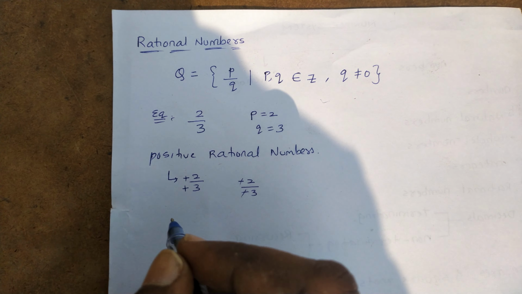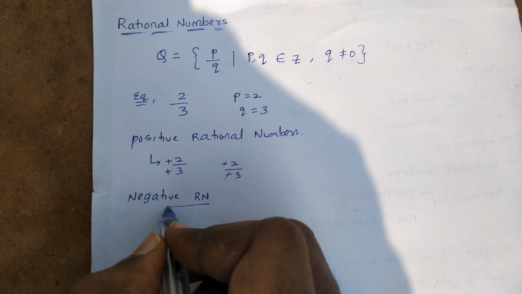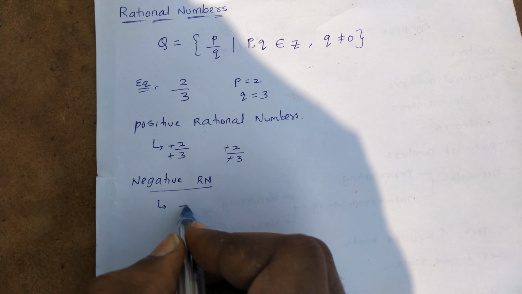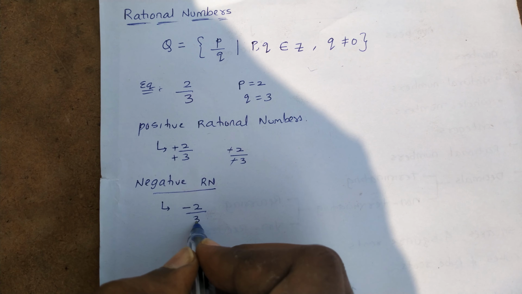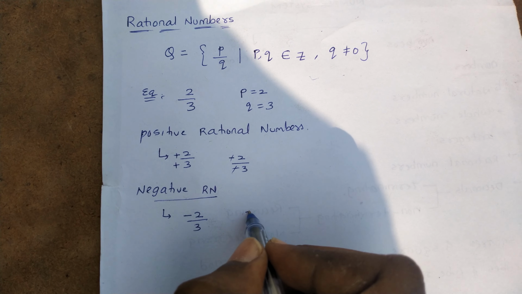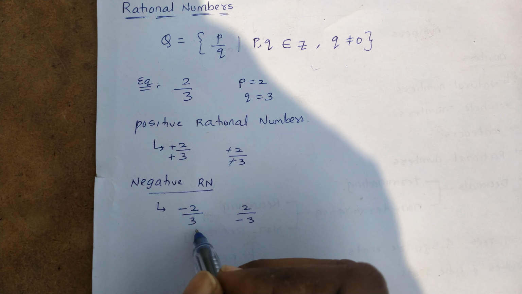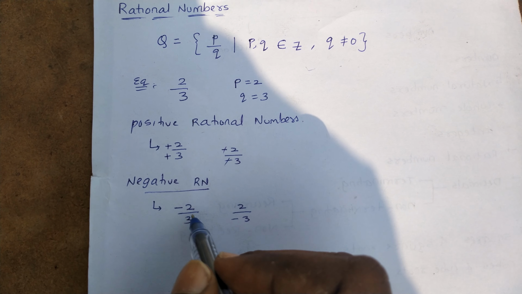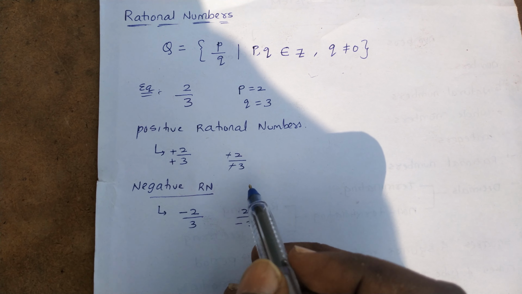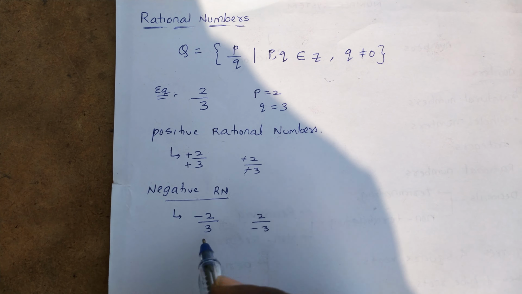Negative rational numbers means what? Only one sign, say minus in the numerator and plus in the denominator. So minus 2 by 3 is a negative rational number. Similarly, 2 by minus 3 will also come under negative rational numbers, because overall the value of the rational number is negative. So these values come under negative rational numbers, and those come under positive rational numbers. Clear? And you can also have zero rational numbers.